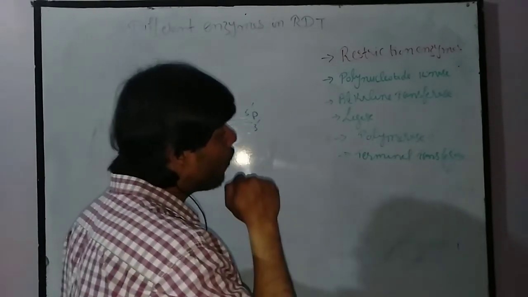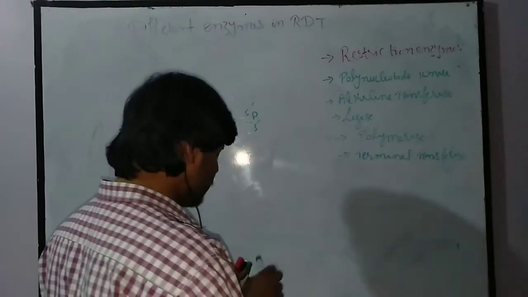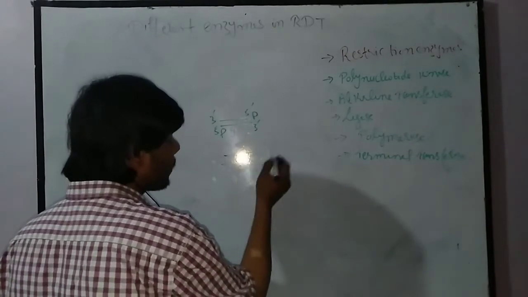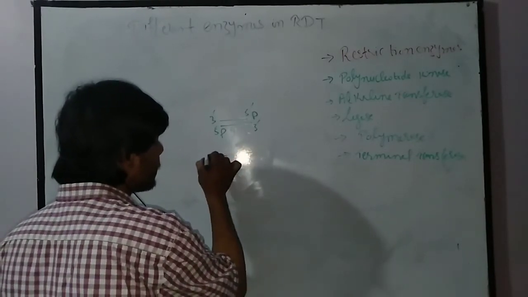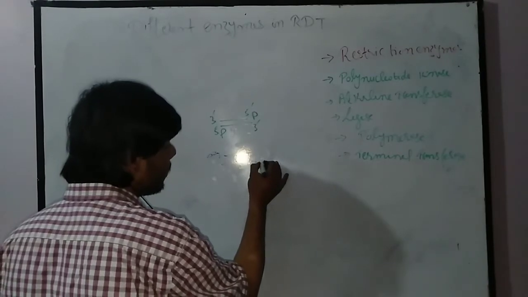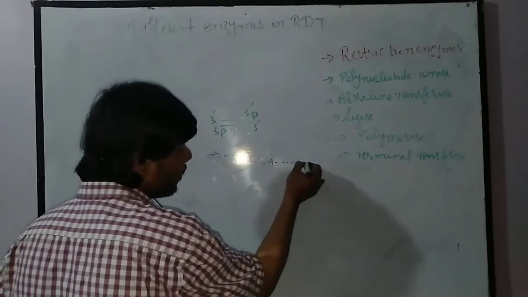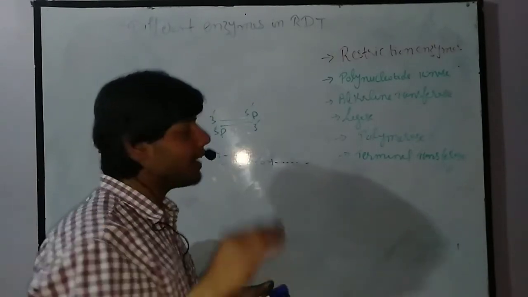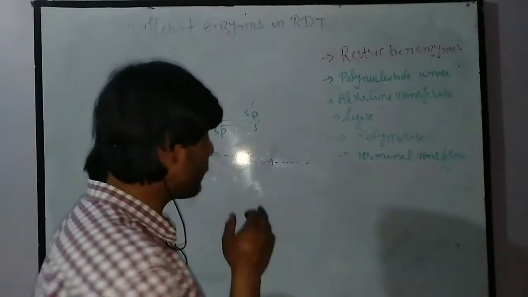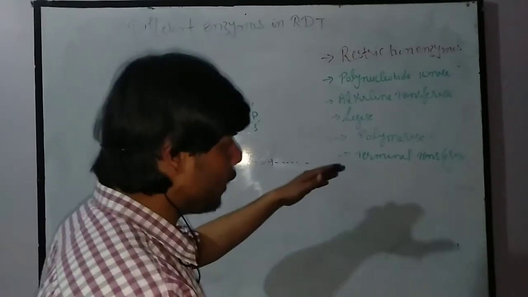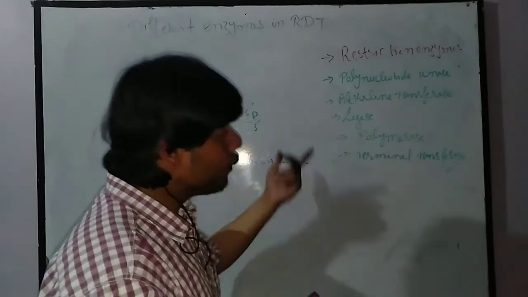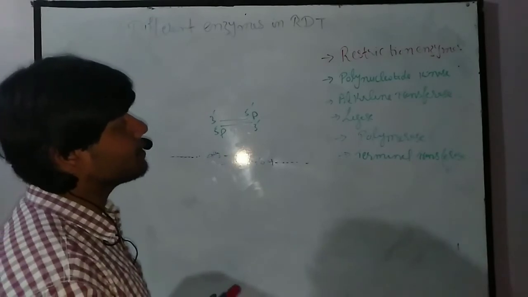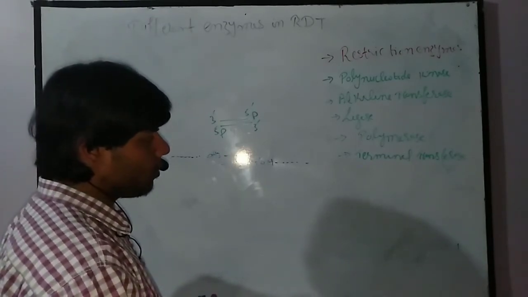Now what is the main function of terminal transferase? Terminal transferase can add nucleotides at the 3' hydroxyl end. At that position it can add the nucleotide. So it is the job of terminal transferase, as the name indicates, terminal: at the terminal end of the 3' hydroxyl it can add the nucleotide. And we already talked about polymerase as well. So these are the main enzymes that are found in recombinant DNA technology.